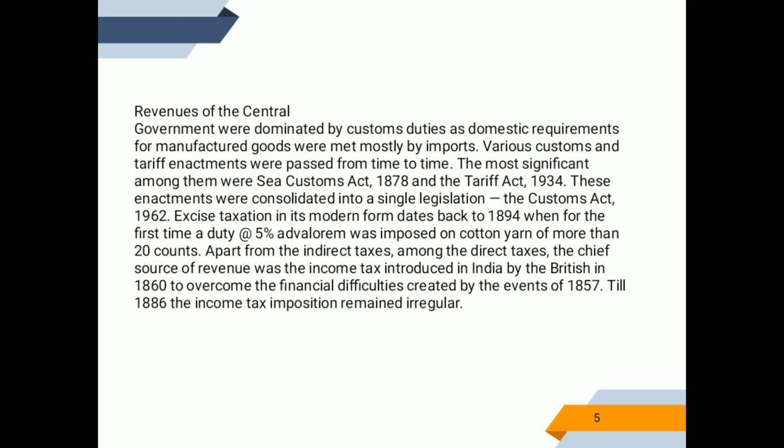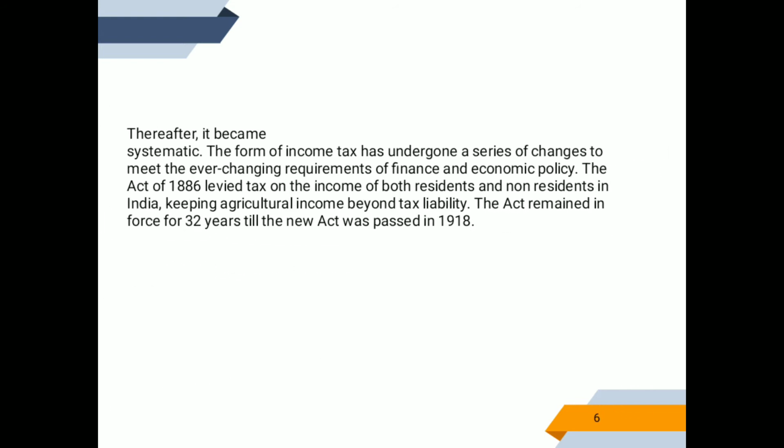Apart from the indirect taxes, among the direct taxes, the chief source of revenue was the income tax introduced in India by the British in 1860 to overcome the financial difficulties created by the events of 1857. Till 1886, the income tax imposition remained irregular. Thereafter, it became systematic. The form of income tax has undergone a series of changes to meet the ever-changing requirements of finance and economic policy.